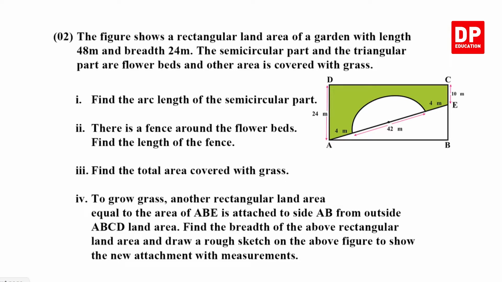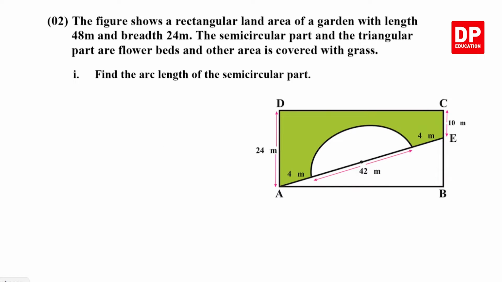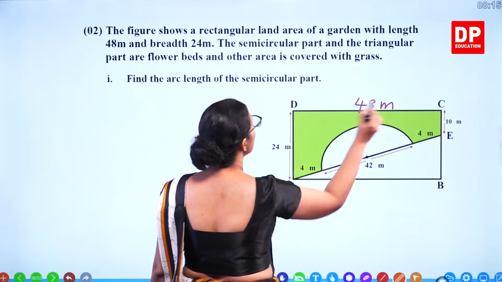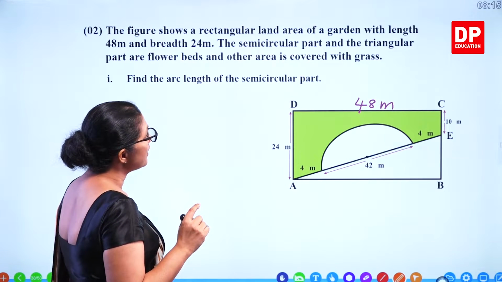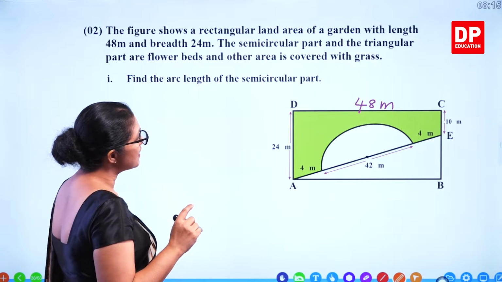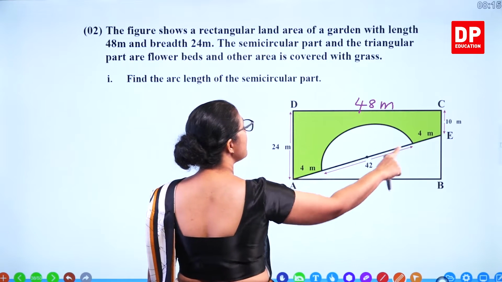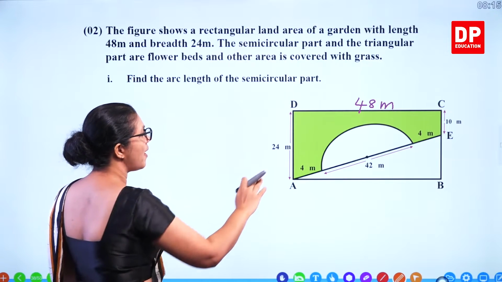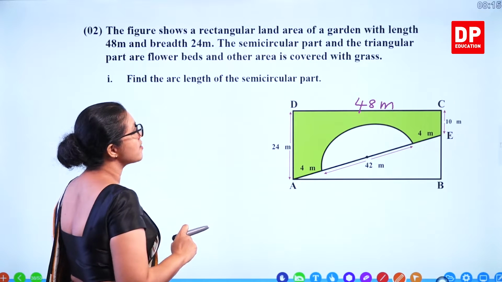Now you can try question number 2. This is about area. So we'll do step by step. The figure shows a rectangular land area of a garden with length 48 meters and breadth 24. So this is 48 given. The semicircular part and the triangular part are flower beds. And the other area is covered with grass. The green part is the area for grass.